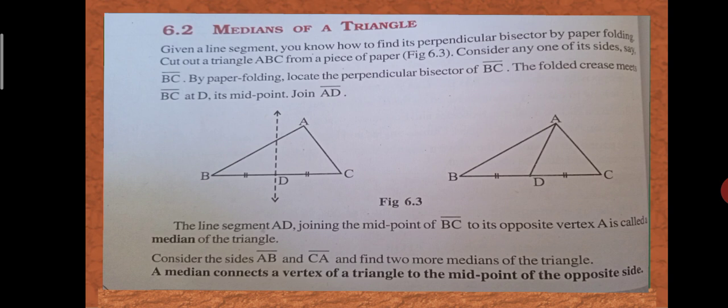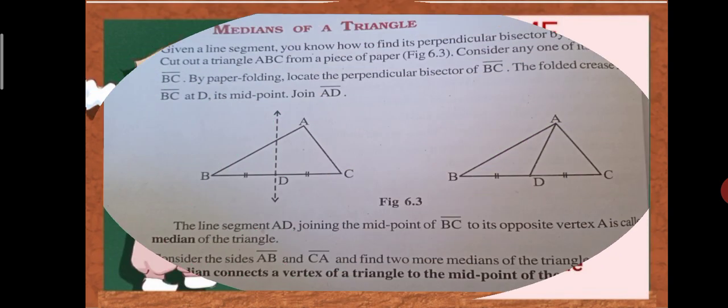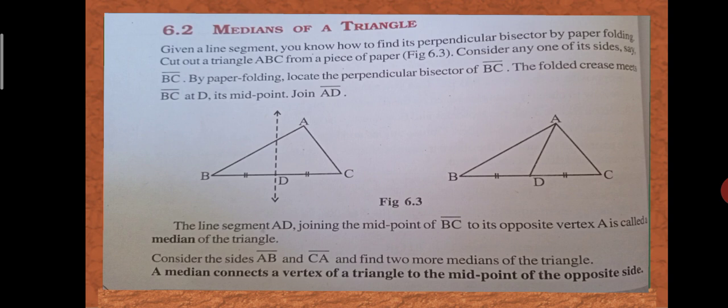Now in this figure, the line segment AD, which joins the midpoint of BC to its opposite vertex A, is called a median of the triangle. With the help of paper folding, we are finding the medians of a triangle. Now consider the sides AB and CA and find two more medians of the triangle.